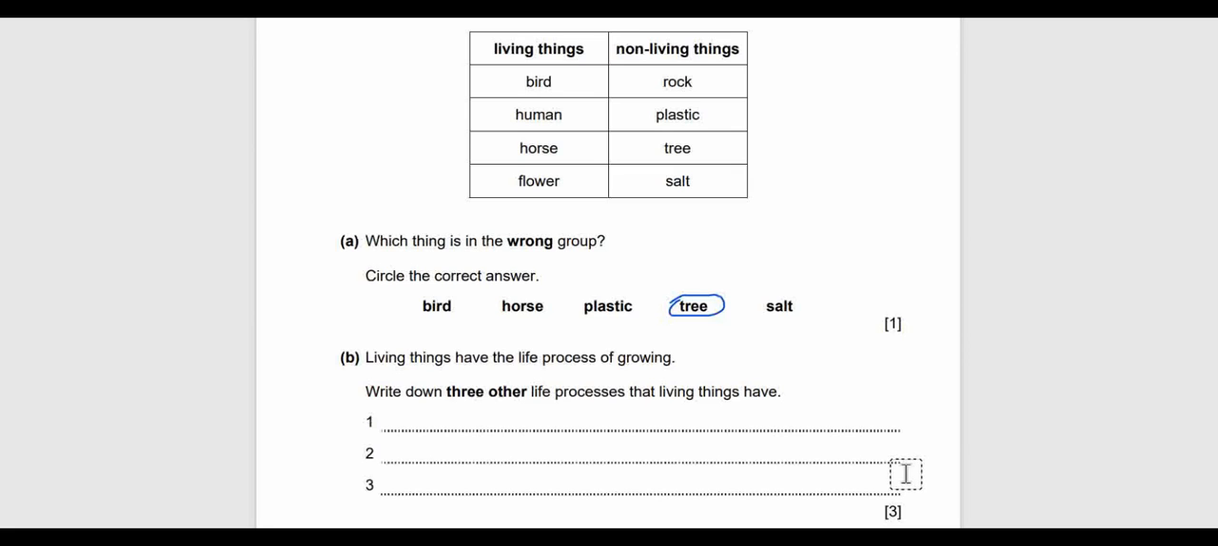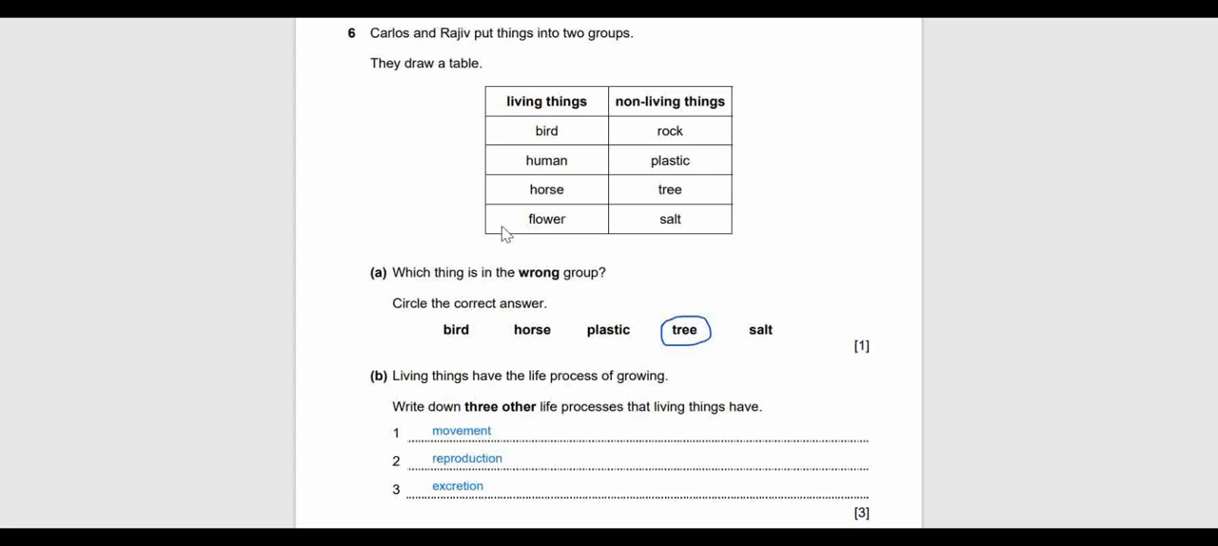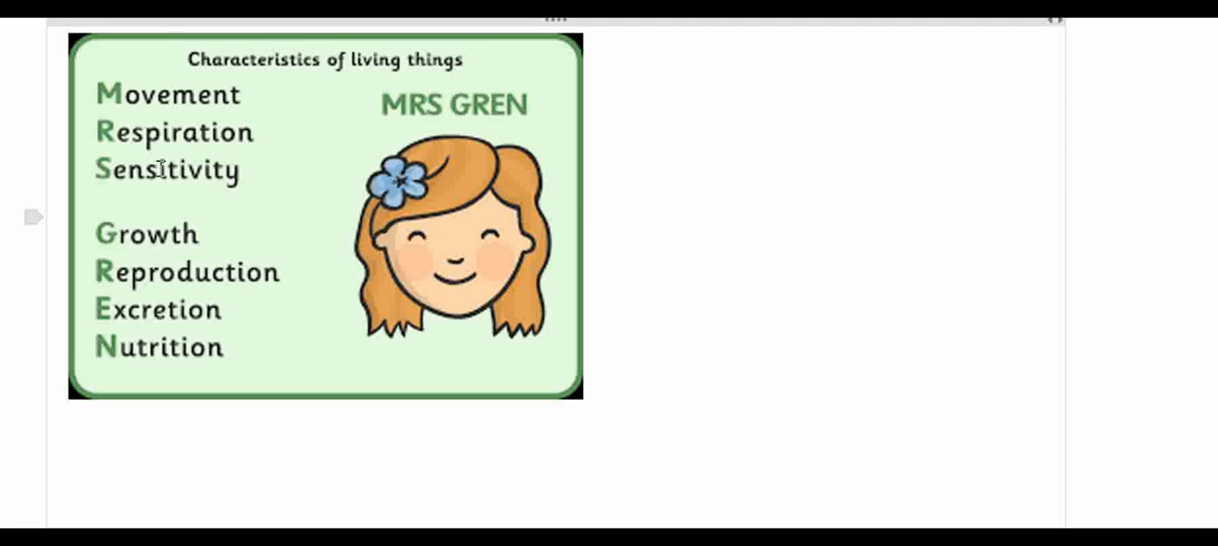Alright, let's open up the answer. If you have not finished, you may pause this video. The answers are movement, reproduction, and excretion. You may also answer other options because there are seven life processes that living things have. Let's see them one by one. Here we go. There is Mrs. Grant, so we will not forget Mrs. Grant: M movement, R respiration, S sensitivity, G growth, R for reproduction, E for excretion, and N for nutrition. So you may answer one of these.